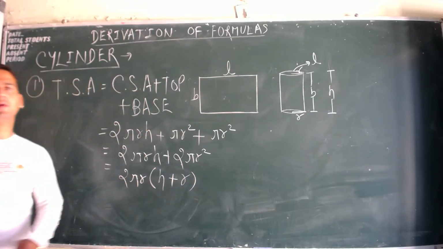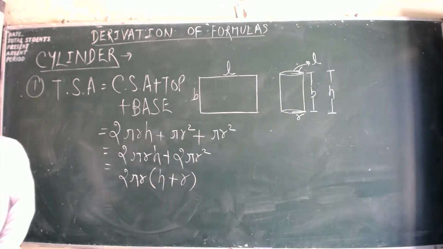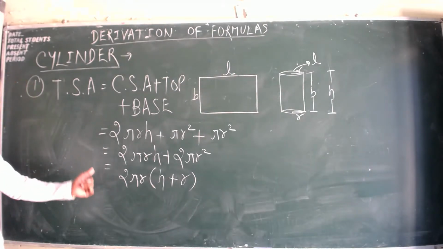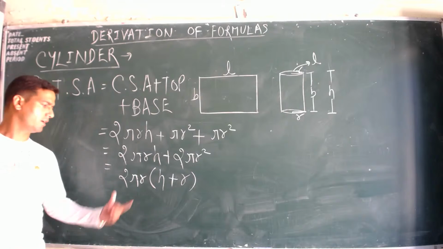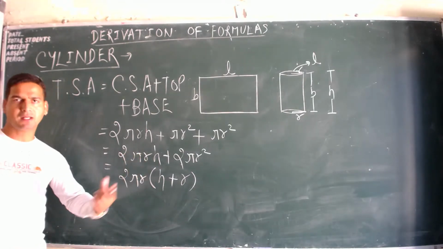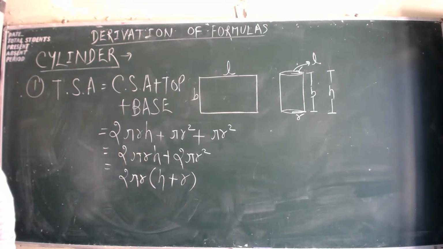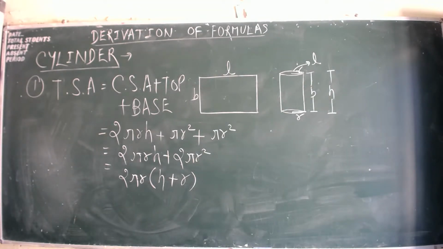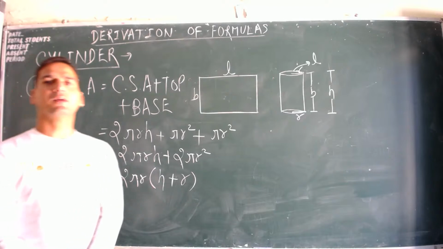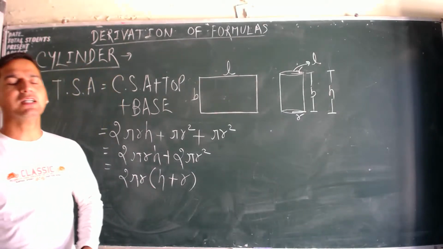So this is the short method of total surface area of a cylinder: 2 pi r into h plus r. 2 pi r into h plus r. This is the total surface area of a cylinder. Now next up comes volume. Volume of a cylinder.